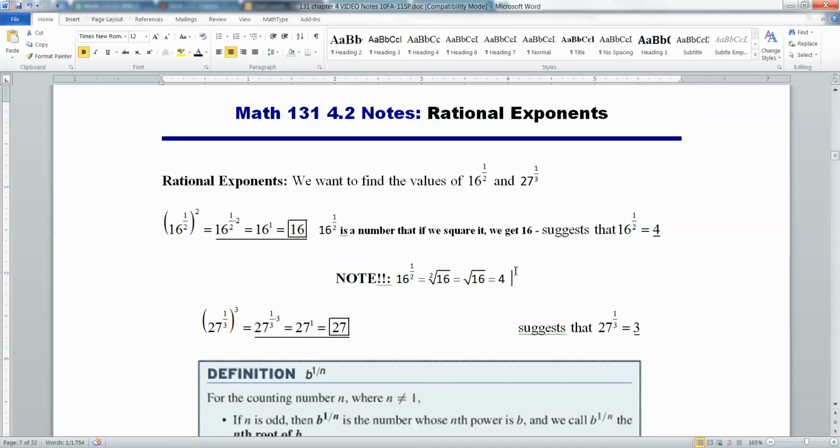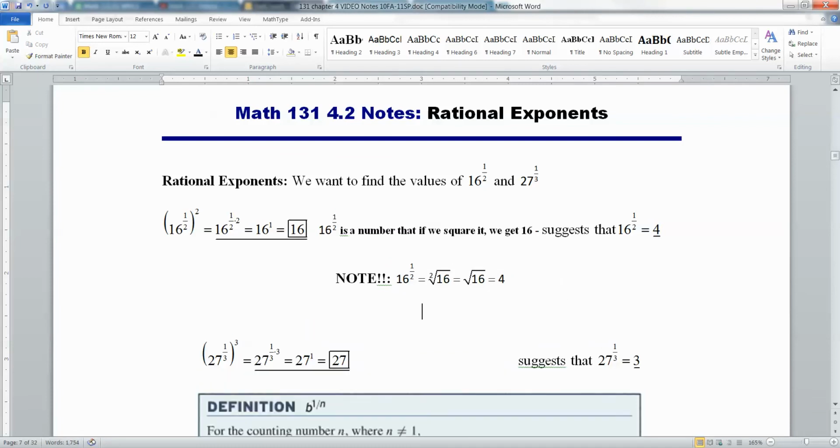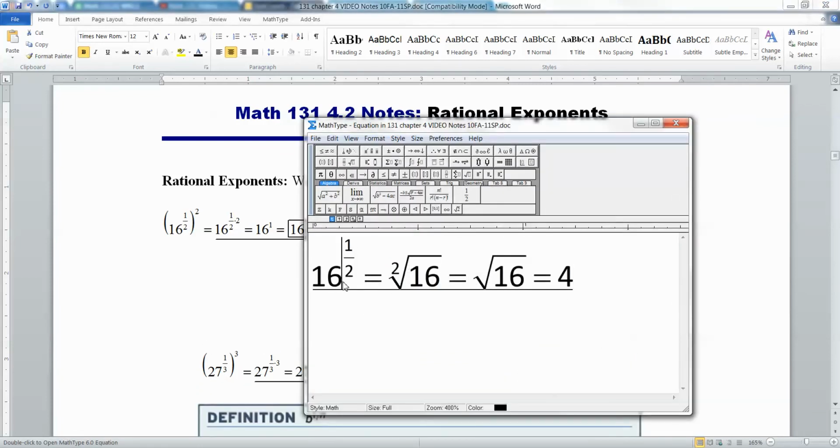And that also means that 27 to the 1/3 is equal to the cube root of 27. The number times itself 3 times that gets you 27, which doesn't have another notation because we're not that lazy. And we write 3.